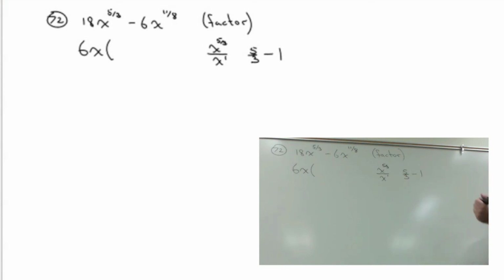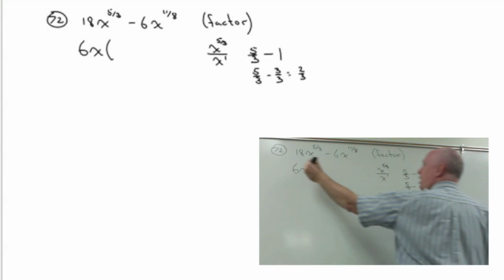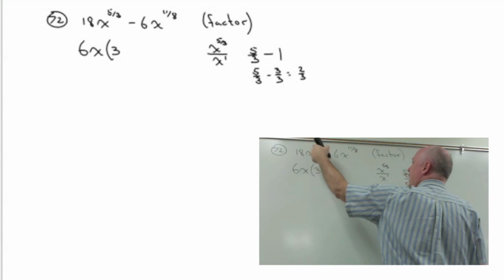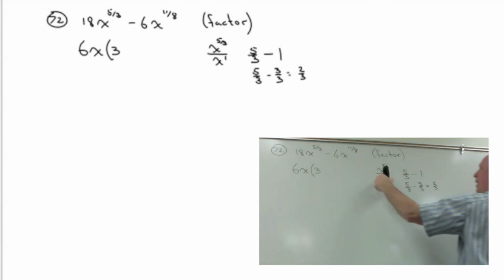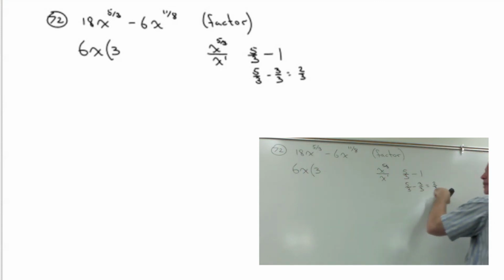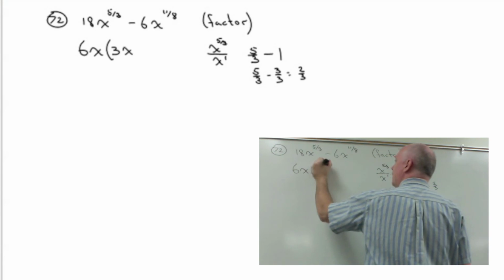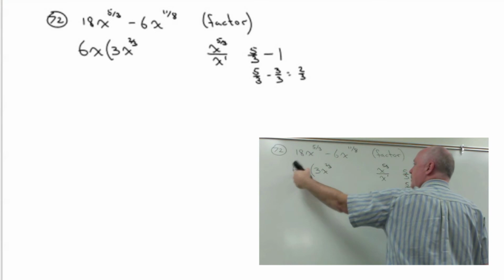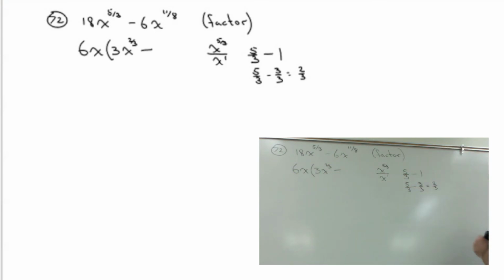No, well, you could, but then 3 over 3. So this is 5/3 minus 3/3, better known as positive 2/3. So here, it's going to be 18 divided by 6 is 3. And x to the 5/3 divided by x is x to the 2/3. Okay. And then over here, negative 6 divided by positive 6 is negative 1, so we'll just get the negative.